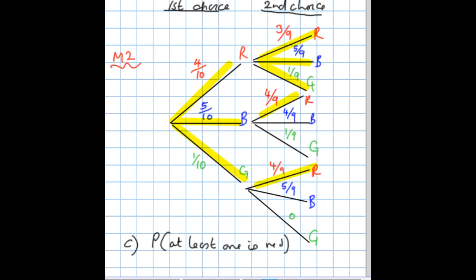Now we have to work out all these probabilities. This is where I would use the tree diagram itself. 4/10 times 3/9 is 12/90. What about red followed by blue? 4/10 times 5/9 is 20/90. Do you notice all the denominators are going to be the same, because the first one will always be out of 10, the second out of 9. Now, red and green is 4/90.